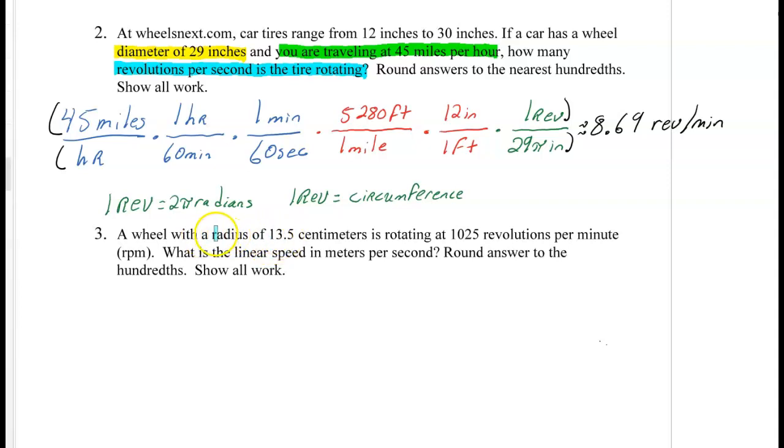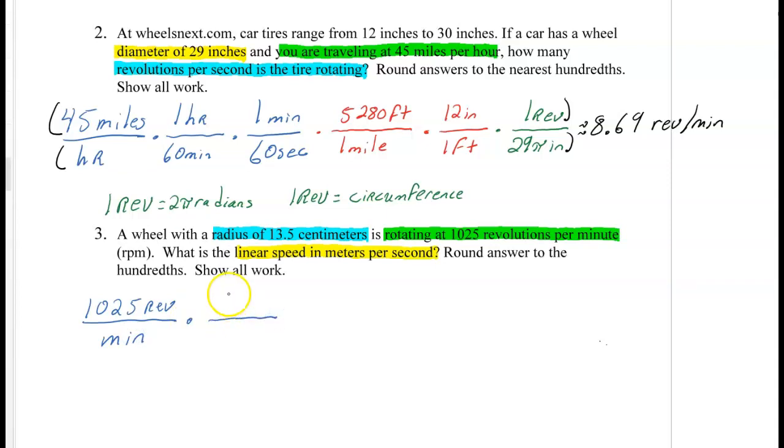Let's take a look at problem number 3. So in problem number 3, we have a wheel with a radius of 13.5 centimeters. It is rotating at 1,025 revolutions per minute, and we want to know the linear speed in meters per second. So I'm going to start out with my rate, 1,025 revolutions per minute. Since I want it in seconds, I'm going to convert the minutes to seconds. So we know 1 minute is equivalent to 60 seconds.